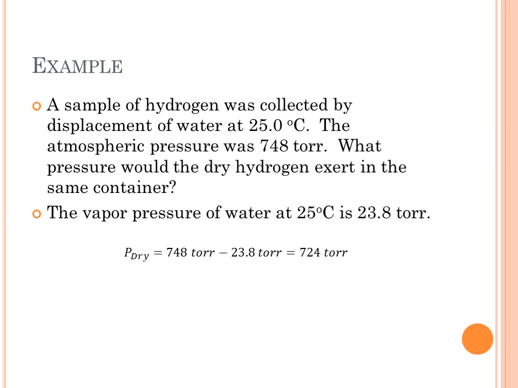So we find that the dry hydrogen, with the water vapor excluded from the pressure measurement, would be our pressure reading, 748 torr, minus the vapor pressure of the water, in this case 23.8 torr, for a total of 724 torr of pressure from the hydrogen gas. And you can work any of a number of different gas law problems where you collect things over water. You just have to make sure you do that subtraction for the vapor pressure of water, and then you can work the gas law problem normally in the way we've worked the gas law problems up until this point.